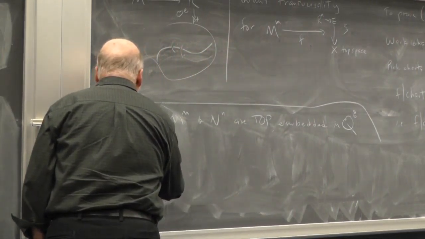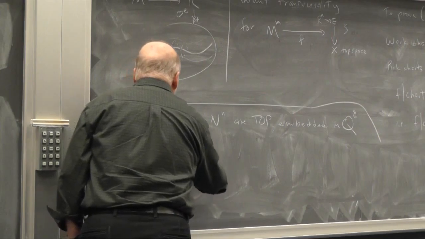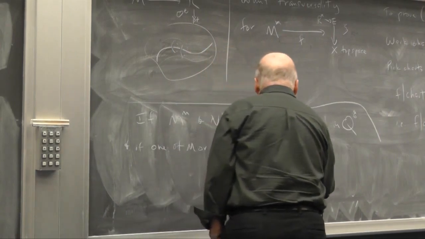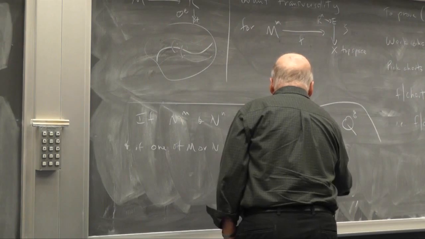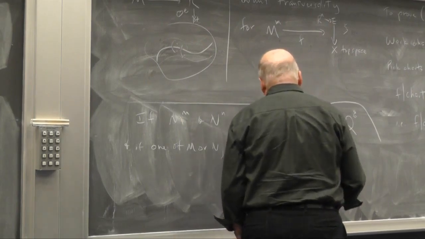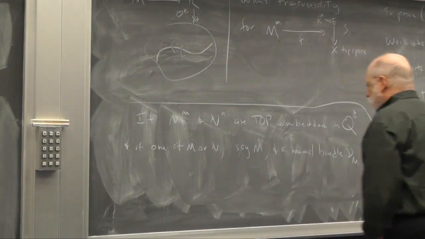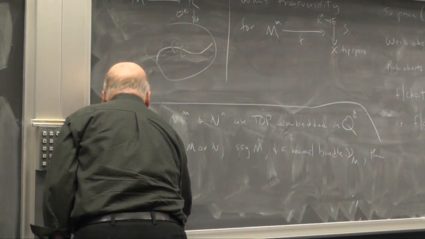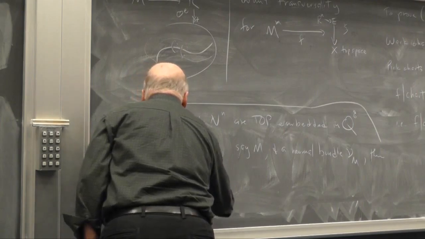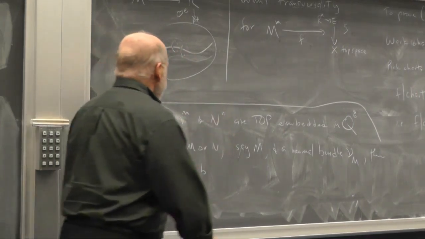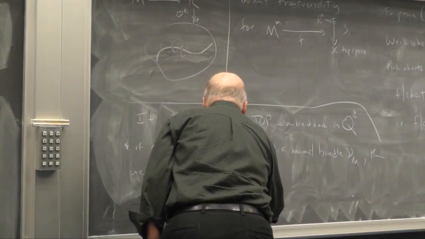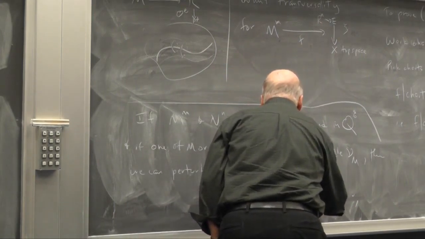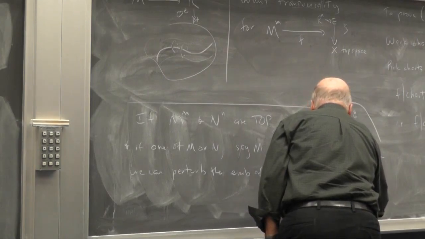and if one of M or N, let's say N, has a normal bundle, say nu sub N, then we can perturb, in other words, by an arbitrarily small motion, we can perturb the embedding of M to be transverse to N.